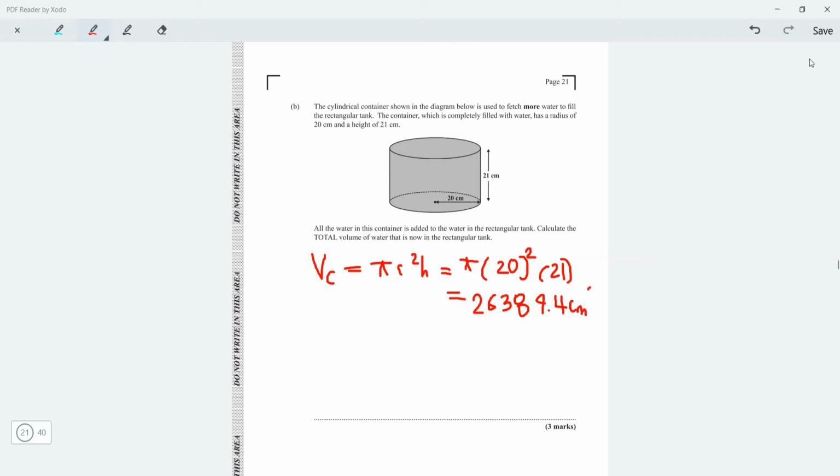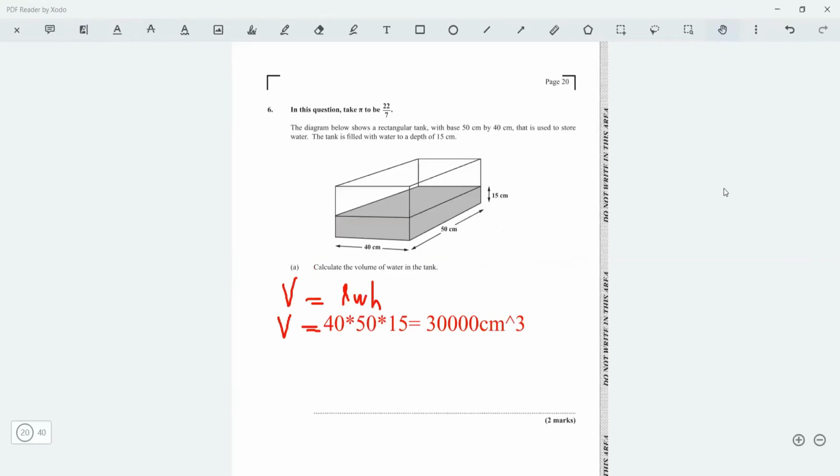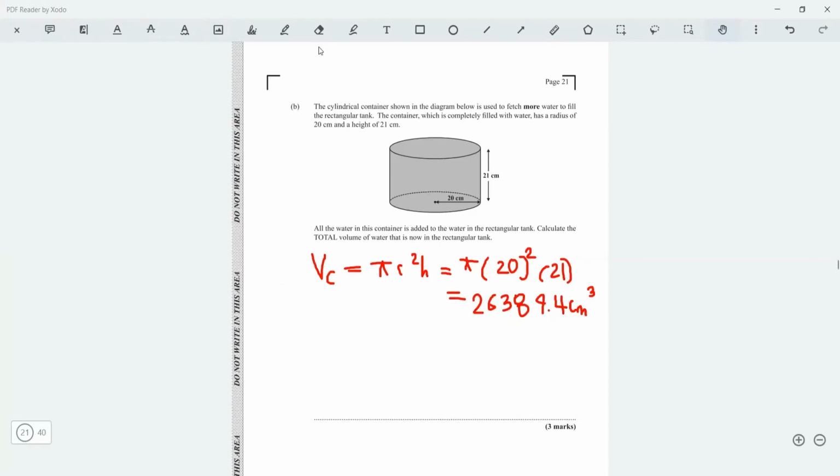Centimeter cube, that's the volume. Did I put centimeter cube around here? Yeah, good. All right, so that's the volume that the cylinder can hold.